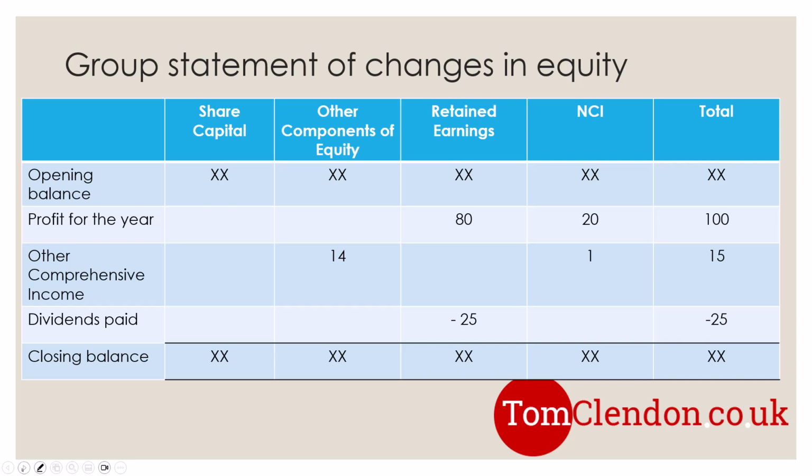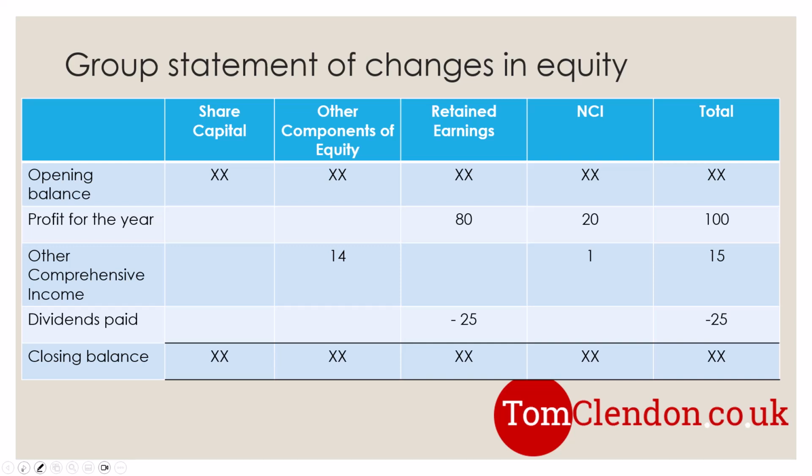Dividends paid are an appropriation of profit. Dividends paid are a movement on reserves. Dividends paid are a reduction in the retained earnings. So minus 25 goes there. All right? Because the retained earnings is only going up by the profit less the dividend that has been paid out. It would only go up by a figure of what? I don't know, net 55. I'm making up the numbers.